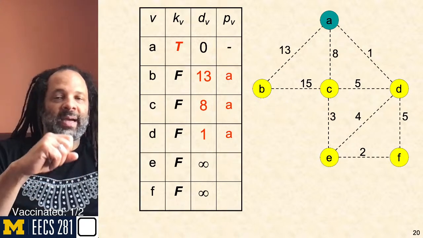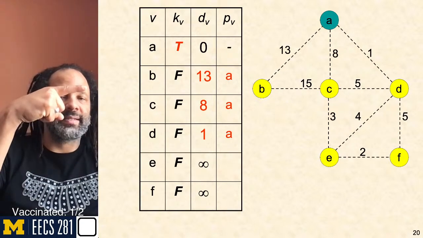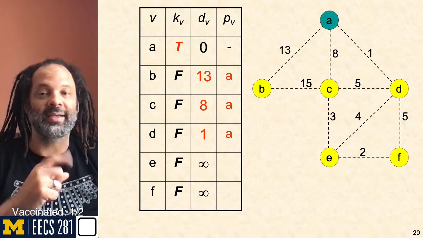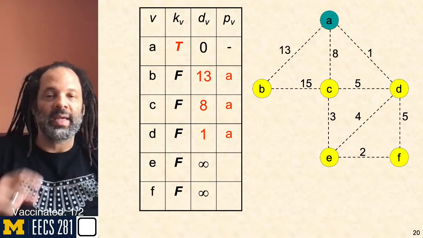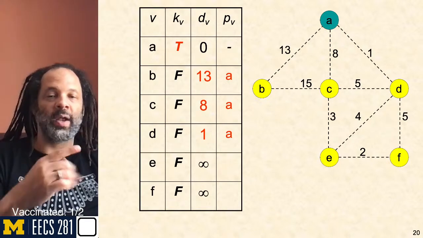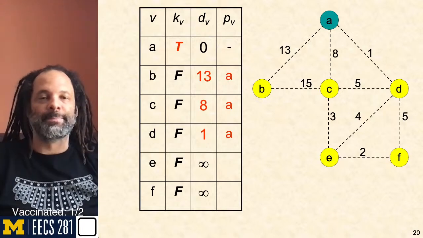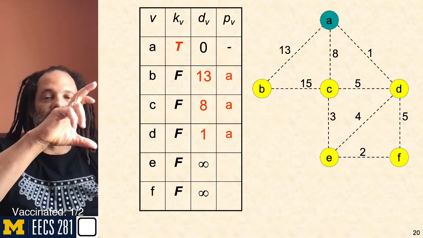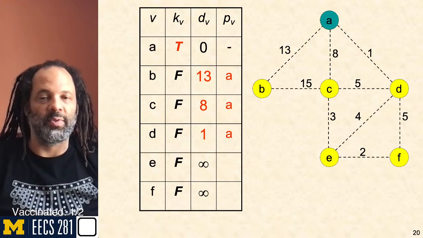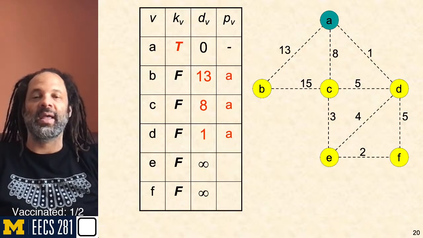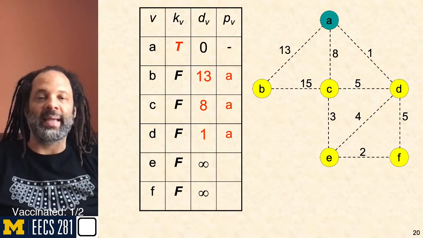So I can come back into my table and say B's distance is now 13 when connecting through A. So I put A in the P column. C's distance is now 8 when connecting through A. D's distance is 1 now connecting through A. So that happens in my step 3. I go through there. And that's it. My main loop is done. I'm going to go back and do the main loop again.